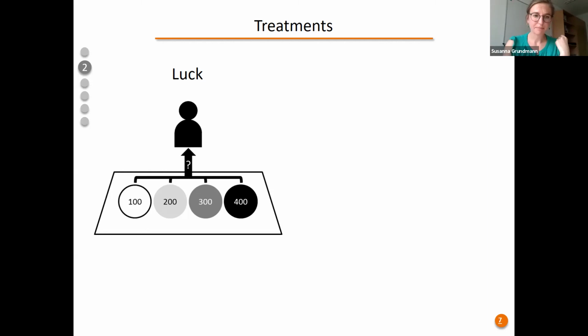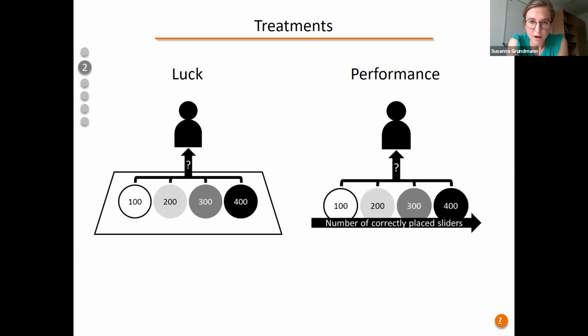So in this case, the size of the bonus is independent of the performance in the real effort task and also independent of any other subjects. In the performance treatment, the bonus the subject receives is dependent on the performance in the real effort task.